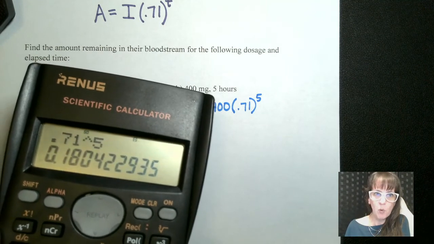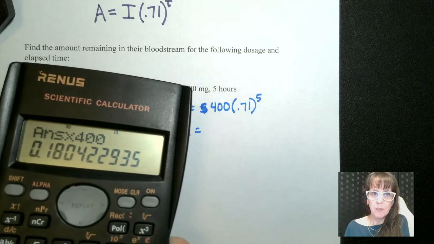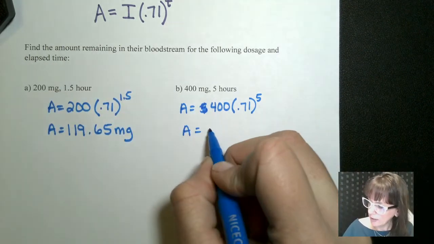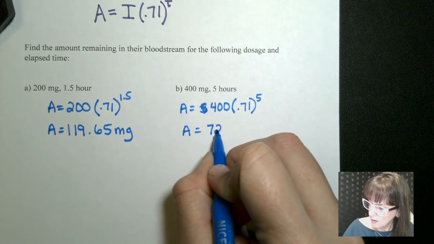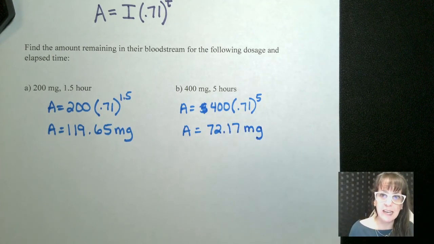We end up with 0.18, and then we multiply that by 400. And we end up with 72.17. So this person has 72.17 milligrams remaining in their bloodstream.